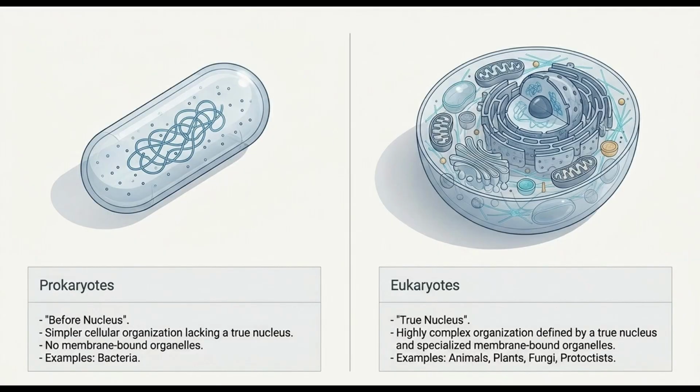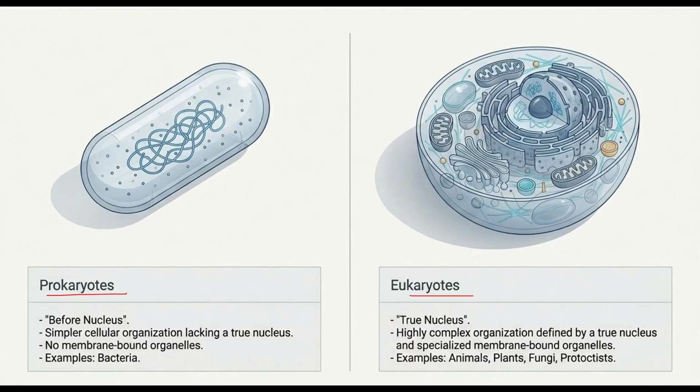Now let's check the two types of cells, that is prokaryotes and eukaryotes. Here we will compare the two major categories of cells. Prokaryotic cells such as bacteria are relatively simple. They lack a true nucleus and membrane-bound organelles, right? Their DNA is circular and lies freely within the cytoplasm.